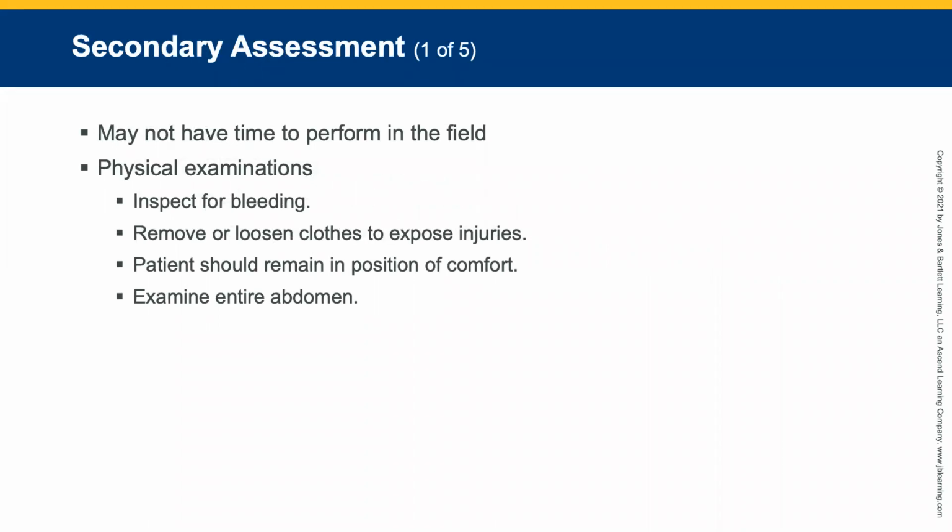Secondary assessment: we may have the time to perform a detailed one. Comprehensive exams are critical in critical injury patients. It's important to do, but at the same time, we may not have enough time because of other serious injuries that we're dealing with. Remove or loosen any clothing to expose injuries. If you have to, cut them off. Transport the patient in a position of comfort unless we suspect a spinal injury.